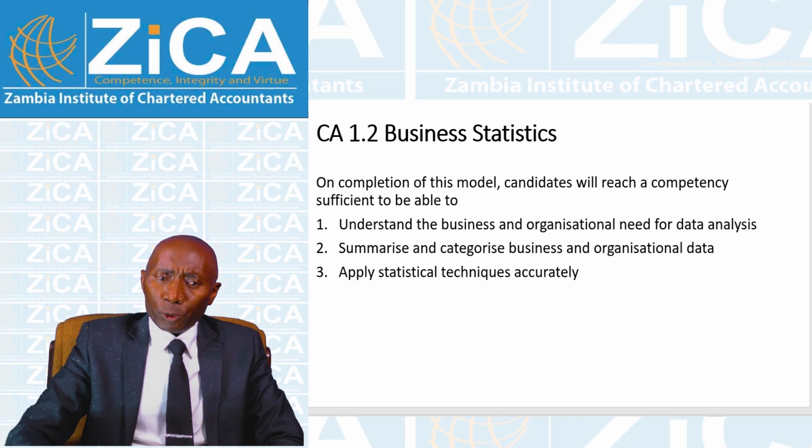In CA 1.2, Business Statistics, on completion of this module, candidates will reach a competence sufficient to be able to: 1. Understand the business and organization need for data analysis. 2. Summarize and categorize business and organization data. 3. Apply statistical techniques accurately.